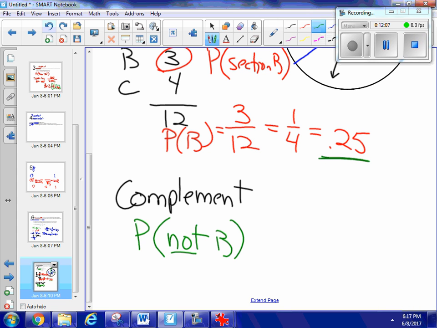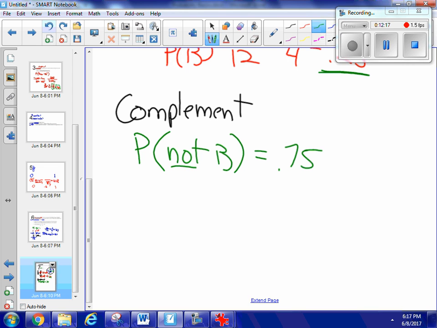So the way that you find the complement is you go 1 minus the probability of the event that you are finding out what it is not. So a complement is 1 minus the probability of the event that you don't want it to be.